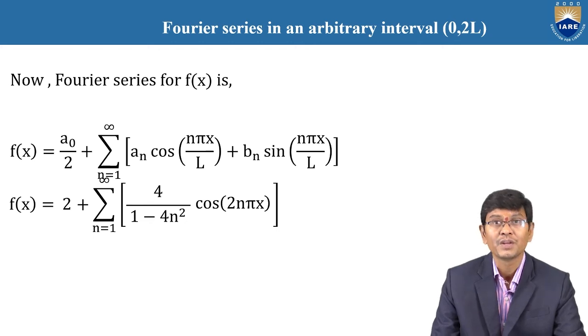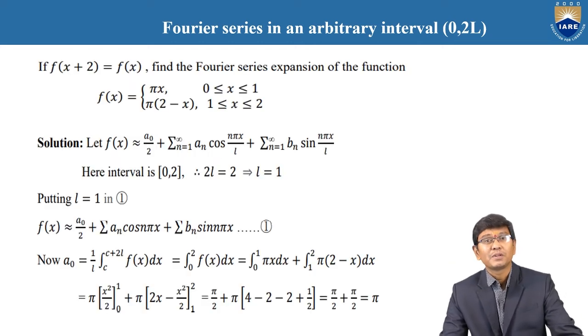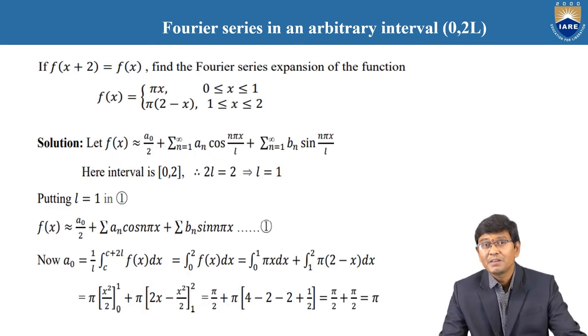Now we will discuss one more problem based upon this method, where the limits are between 0 and 2l, with f of x plus 2 equal to f of x. Find the Fourier series expansion of the function f of x, where the limits are between 0 and 1, the function is pi x, and between the limits 1 to 2, the function is pi into (2 minus x).